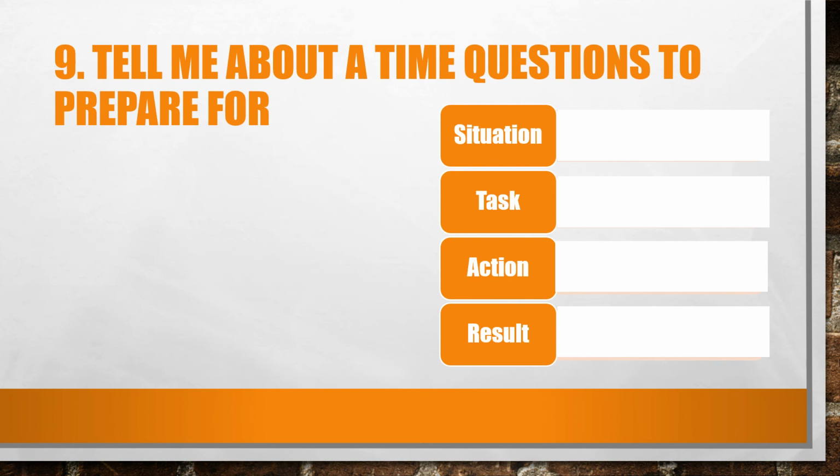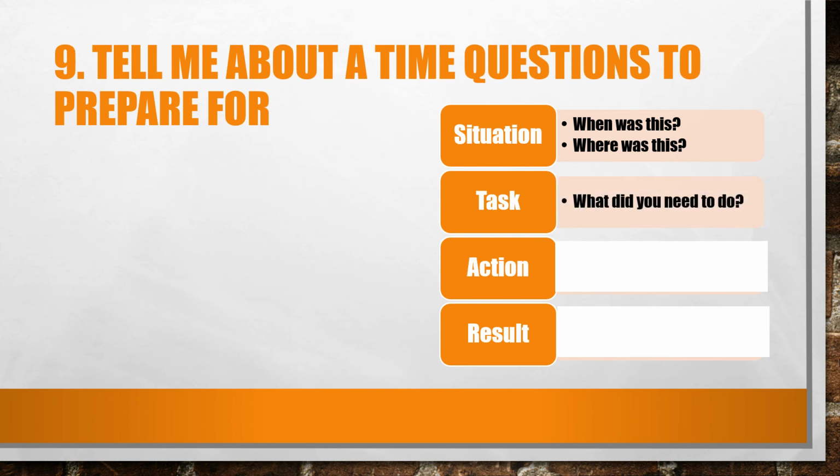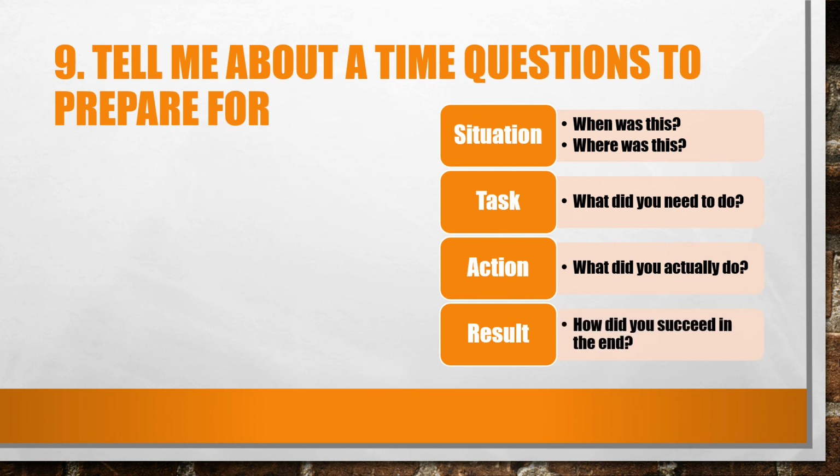The way you answer any of these is with the STAR technique. You start with the situation. So basically, when was this and where was it? Where did this happen and when exactly in your career did it happen? Basically, paint a picture of the situation. Then explain the task. What did you actually need to do? What was the goal? Then your action. What did you actually do? And then how did you succeed in the end?